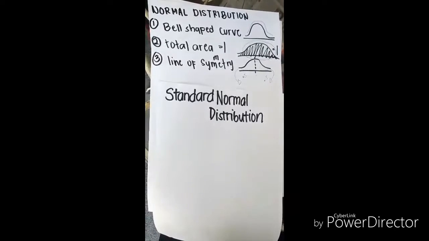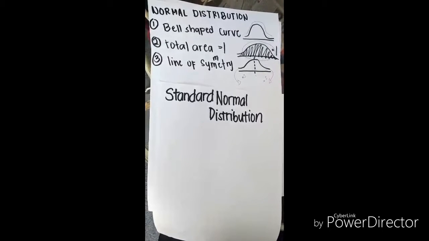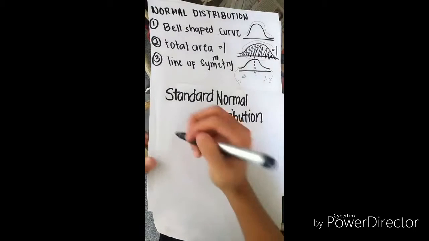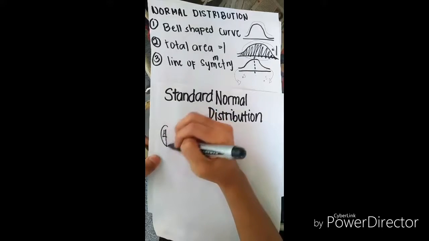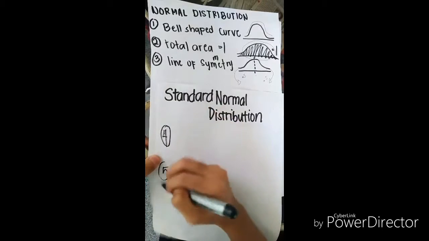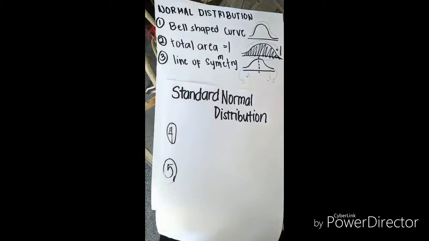As we go to standard normal distribution, again, in normal distribution are these 3 things: bell-shaped curve, total area equal to 1, and symmetrical. Standard normal uses these 3 things and adds 2 other things, which we mark as 4 and 5. These 2 other things should come to mind when the word standard is used.